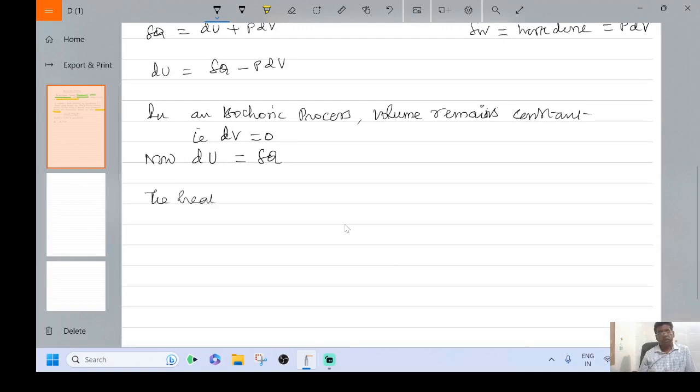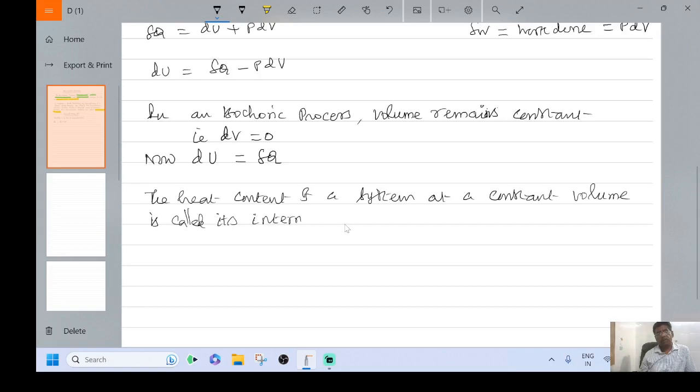The heat content of a system at a constant volume is called its internal energy. This is a definition for internal energy. Heat content of a system at a constant volume is called its internal energy.